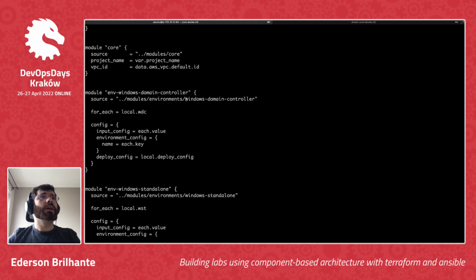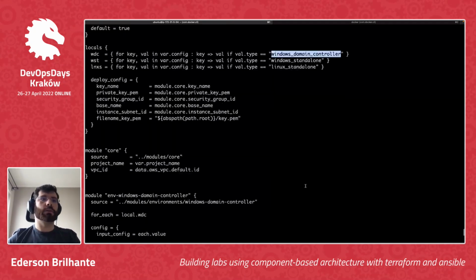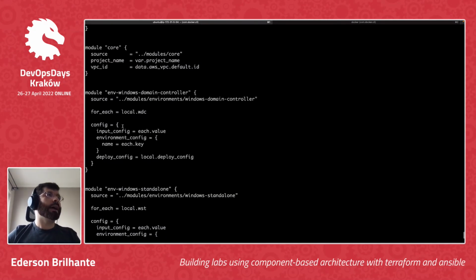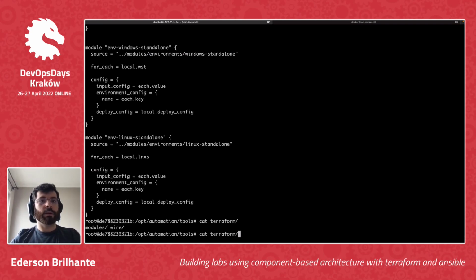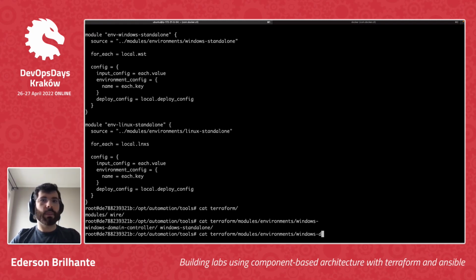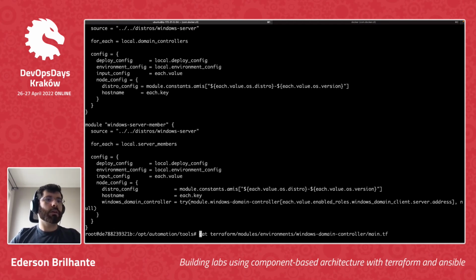So if the user passes one environment with this type, Windows domain controller, that means I will be interacting here in the Windows domain controller, and for each one of the environments, I'm calling this module, Windows domain controller. So let's see what's happening inside this Windows domain controller. We have modules, environments, Windows domain controller, and here we have the main, output, and variables. Let's use API.